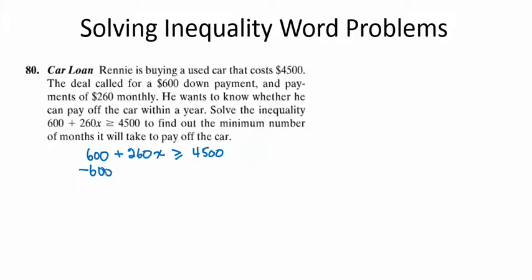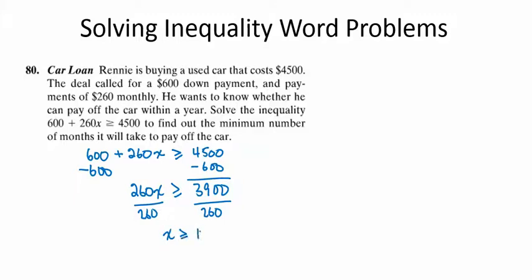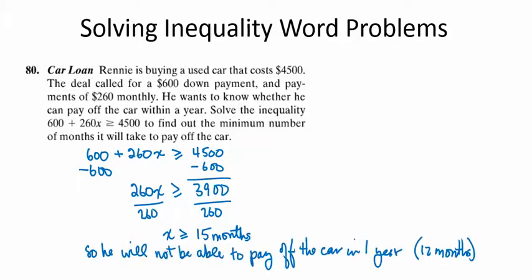So to solve that, we subtract 600 on both sides. That will leave me 3,900 on the right, greater than or equal to 260x on the left. When we divide by 260, we will see that it will take him at least 15 months to pay off the car, so he will not be able to pay it off in 1 year, or 12 months. And so that's going to do it for this set of word problems.